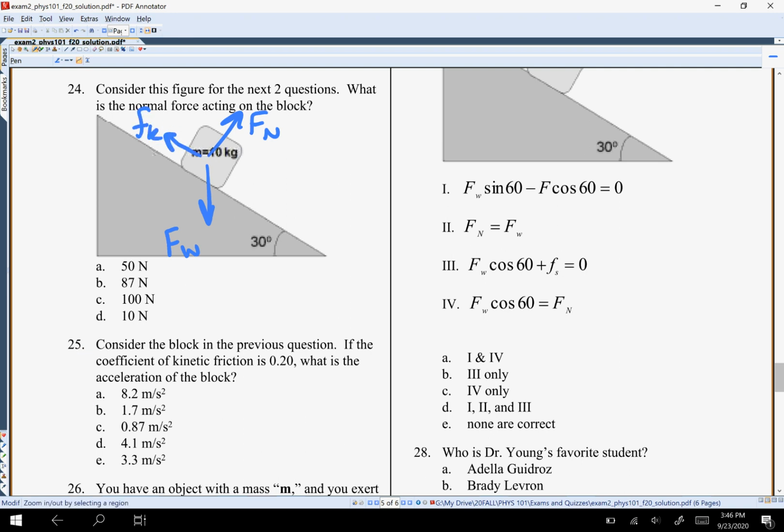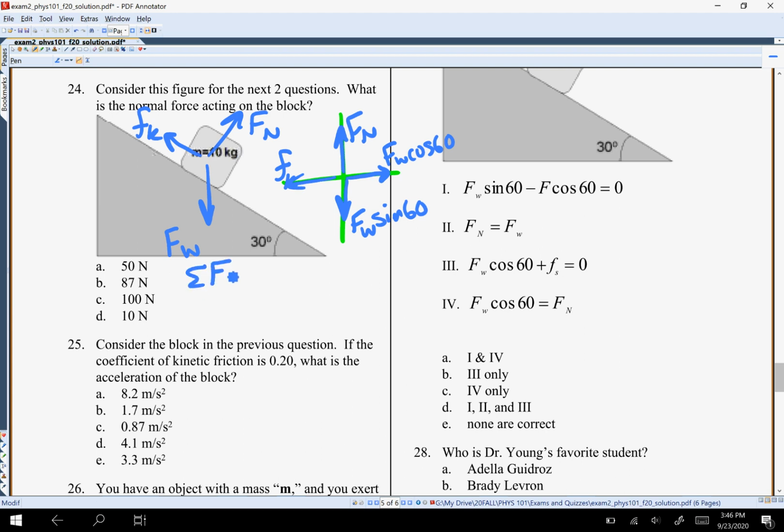And now I'm going to draw my coordinate system. We're getting all sorts of colors here today, aren't we? This is my normal force, Fn. This is going to be Fw cosine of 60. This is going to be Fw sine 60. And then up here in this direction is going to be Fk. Pause for just a second. I'll continue.